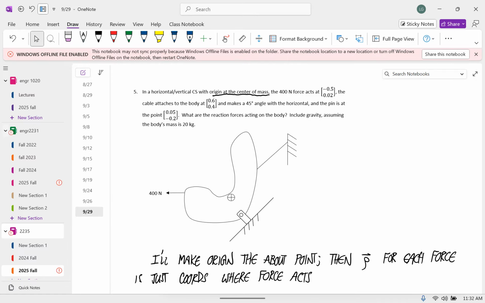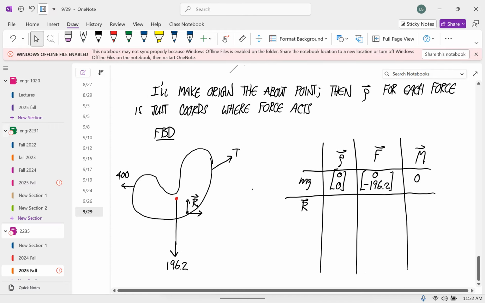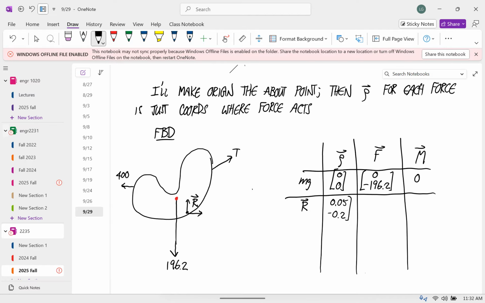And the pin, so the row vector for R is 0.05, negative 0.2. Force vector is Rx, Ry. Cross product is this times this, minus this times this. So 0.05 Ry plus 0.2 Rx. And those aren't vector components. That's all added together in the z component of a vector.